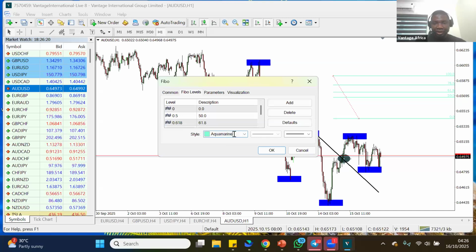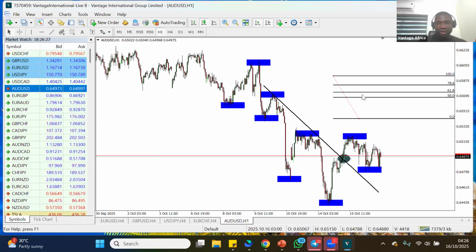I just wanted to show how we could get that done. So they are all back to black now, right? What you are looking for is these lines here. Once you are done editing, you should have black lines, with 0 at the bottom, 100 at the top, and 50, 61.8, and 78.6. Now you are ready to use your Fibonacci.